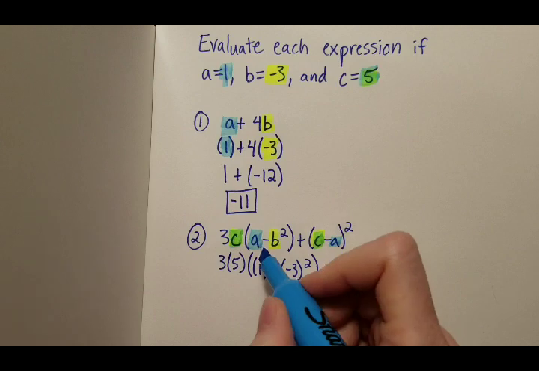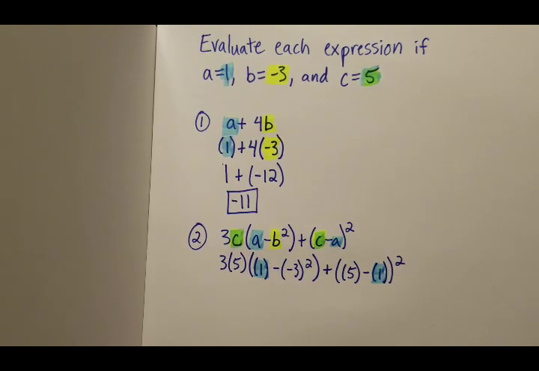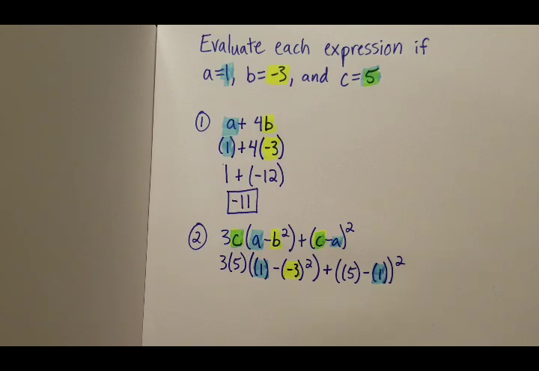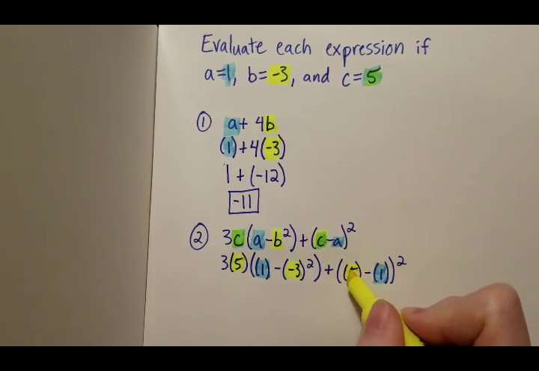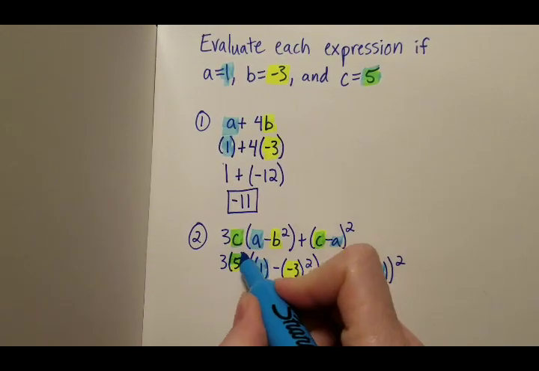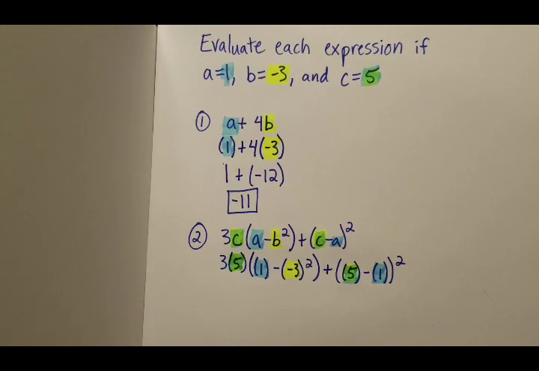And I'm going to go ahead and highlight what we substituted in because you'll notice wherever we had an a, now we have a 1. Wherever we had a b, now we had a -3. And wherever we had a c, now we have a 5. So everything looks the same, except in place of the letters, we put the correct corresponding numbers. Okay, now we are going to need to use order of operations again.